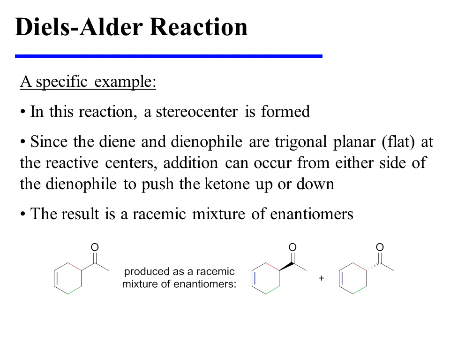A stereocenter has also been formed in this reaction. Since the diene and the dienophile are both trigonoplanar or flat at their reactive centers, addition can occur from either side of the dienophile to push the ketone up or down. The result is a racemic mixture of enantiomers.